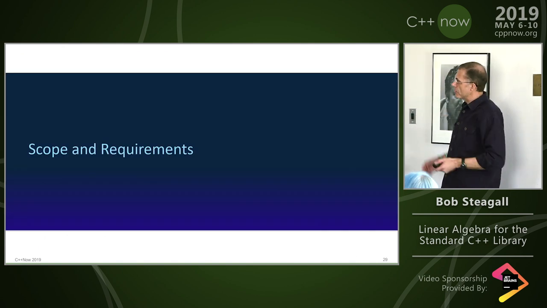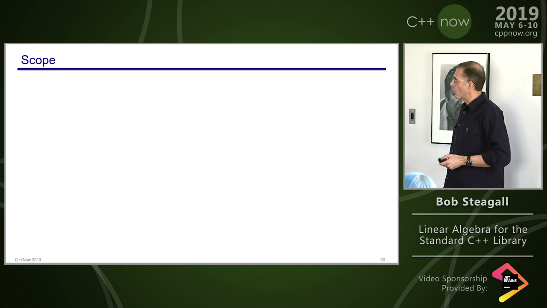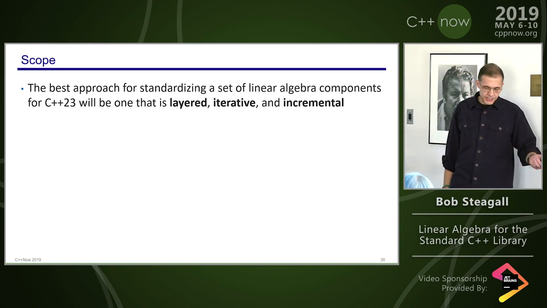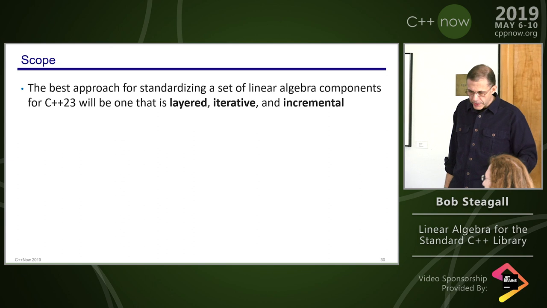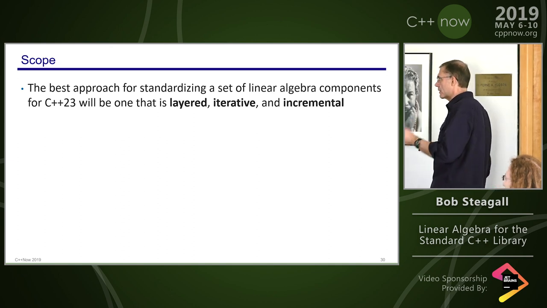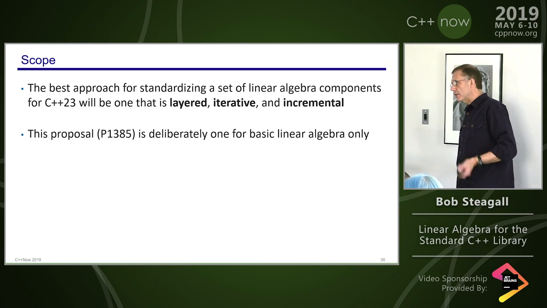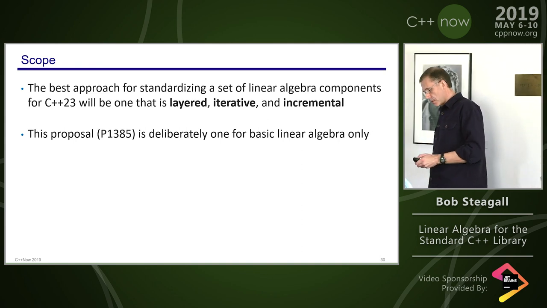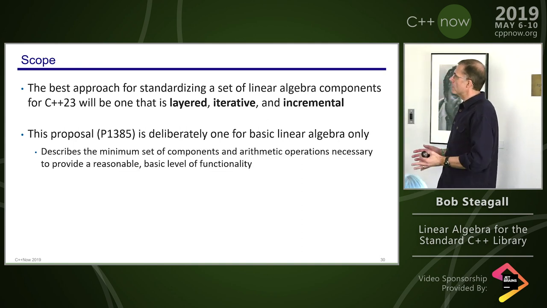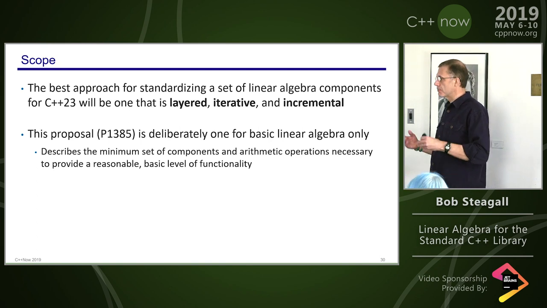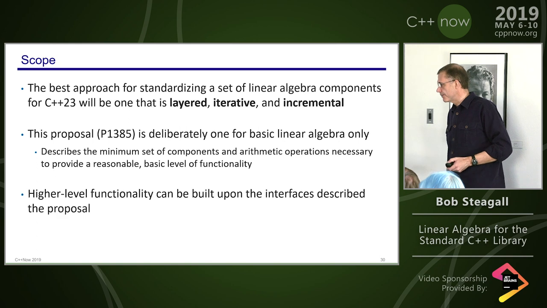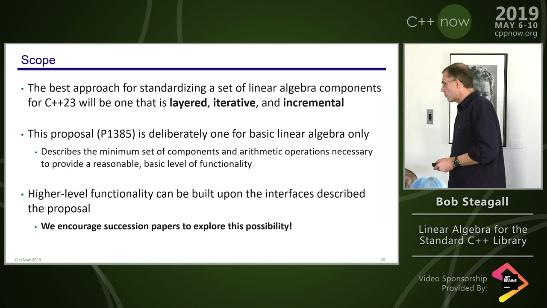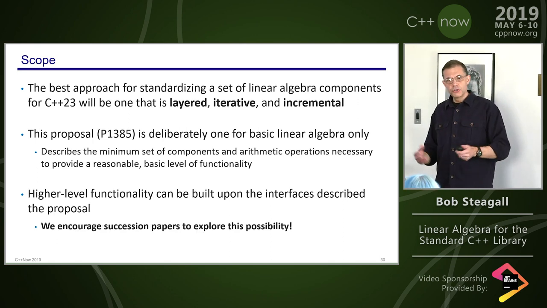So taking all this into account, we made the following statement of scope and set out the following requirements. First of all, as a statement of principle, we think that the best approach for standardizing this set of facilities for C++23, which is our target, is an approach that's layered, iterative, and incremental. And consequently, this proposal is one for very basic linear algebra stuff only. We think it provides a minimal set of components and arithmetic operations necessary to provide a reasonable basic level of functionality. Higher level functionality can be built upon this proposal. And we strongly encourage people who are interested to do so.